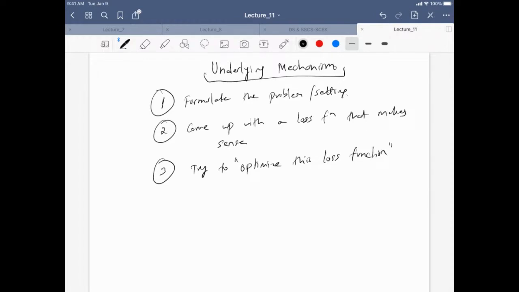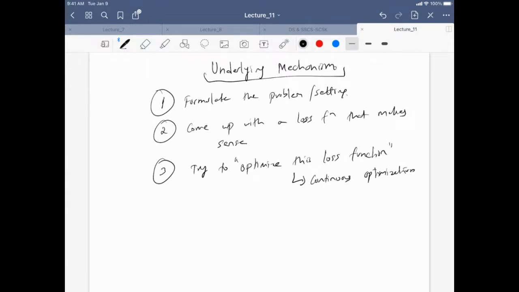This would almost always involve some form of continuous optimization. We'll talk about where discrete optimization comes up, but right now we'll focus on continuous optimization. So this is the recipe of almost all machine learning problems, including variants of deep learning.